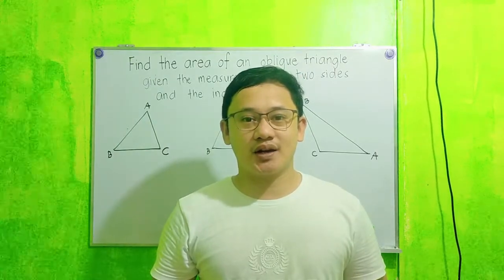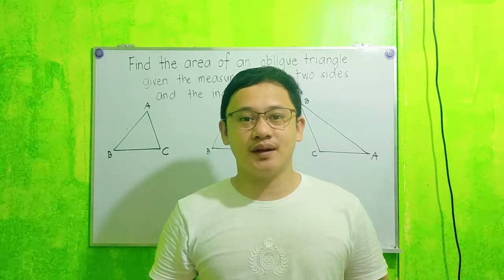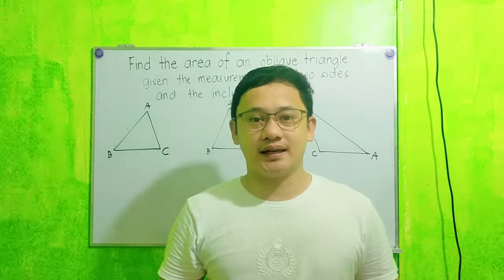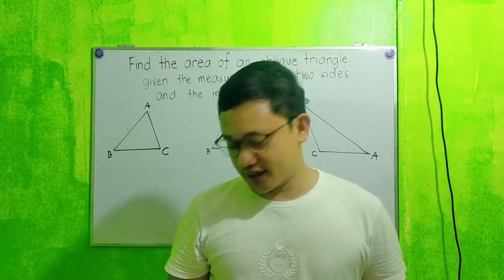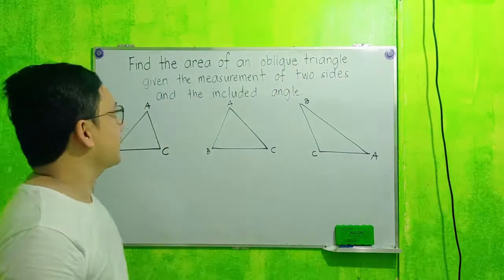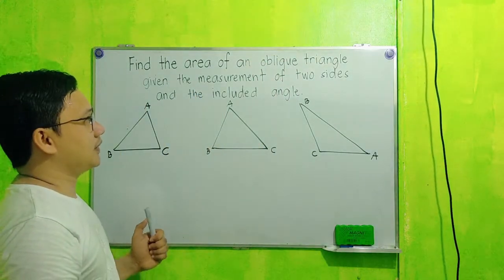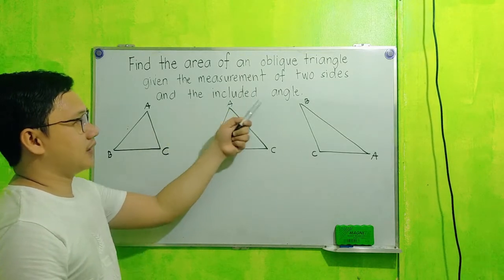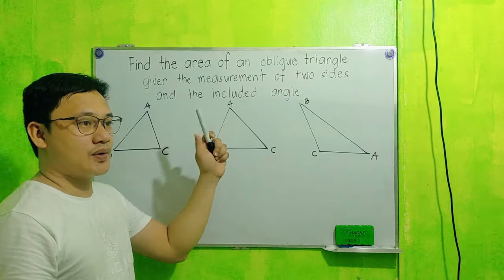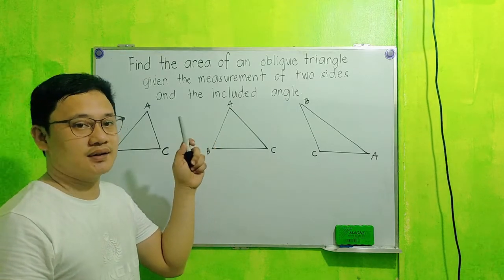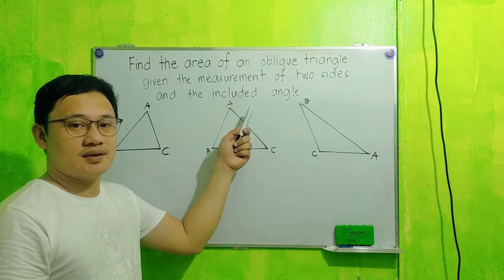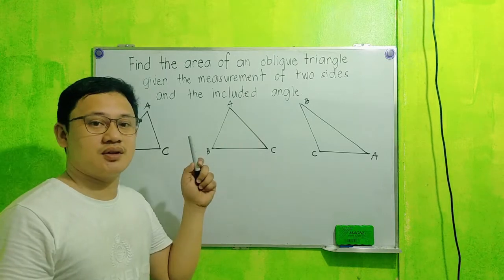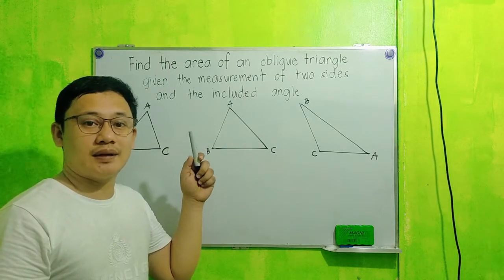Today's video, we are going to solve a problem under trigonometry. Okay, so let's get started. So this is the problem. Find the area of an oblique triangle given the measurement of two sides and included angle. So we are going to find the area of an oblique triangle. So the question here is, paano kunin yung area ng isang oblique triangle?